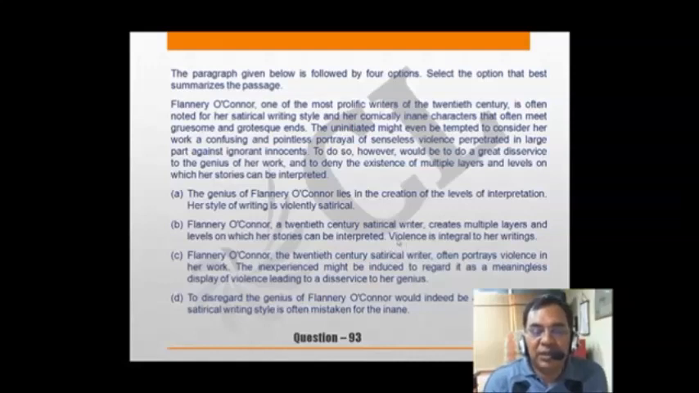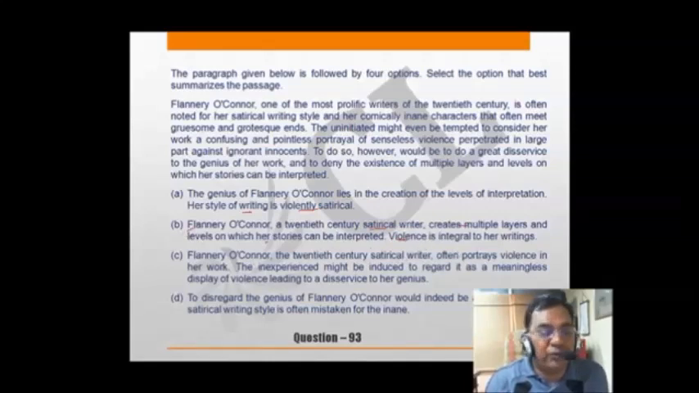Violence is a must, so here it is given. Many layers. Grotesque ends; violently satirical is not there. Levels of interpretation. Violence lies no. Satirical writer is correct. Multiple layers. So this can be the answer.